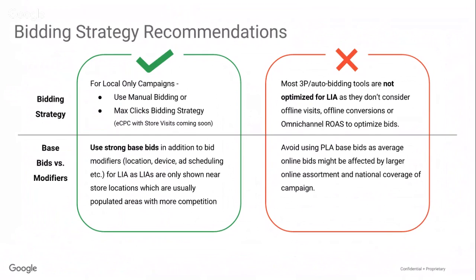In addition, one of the things we don't recommend is using third-party or auto-bidding tools, because these tools aren't yet optimized for local inventory ads, and they don't consider offline visits, offline conversions, or omni-channel ROAS to optimize bids.